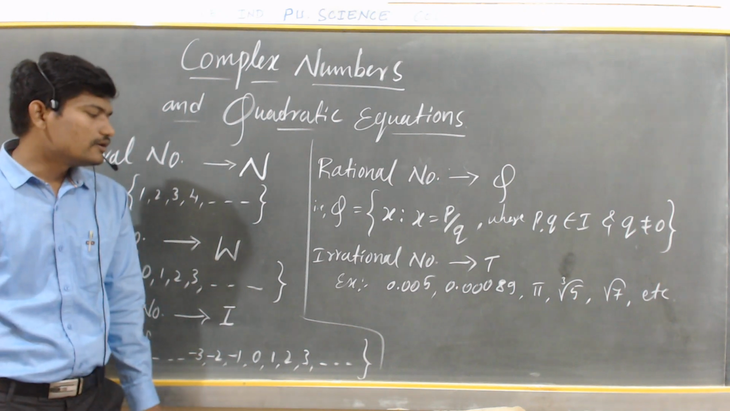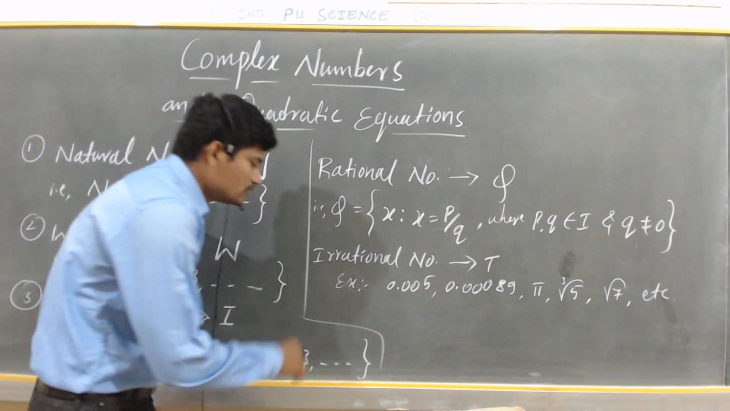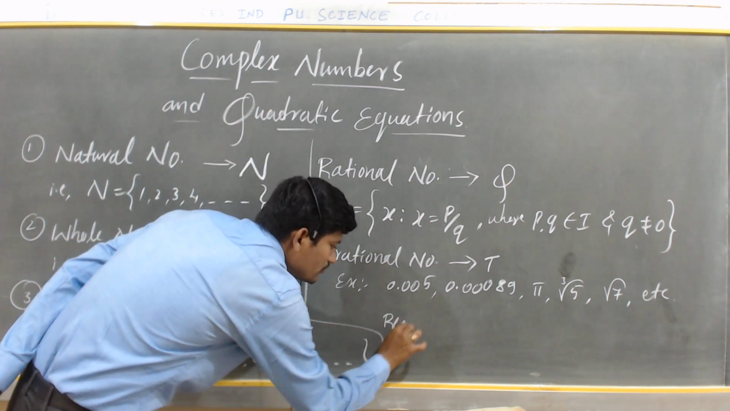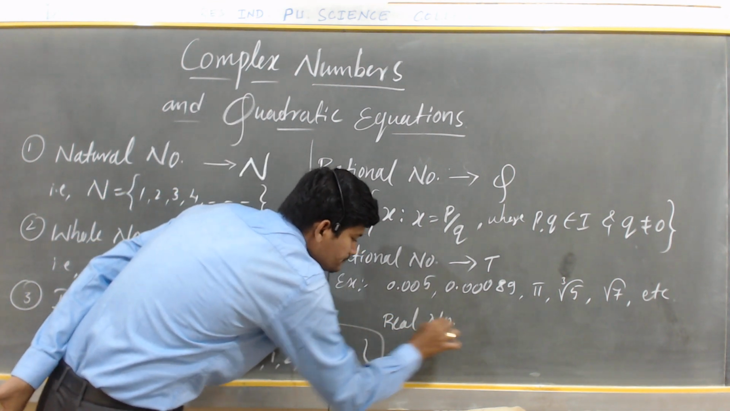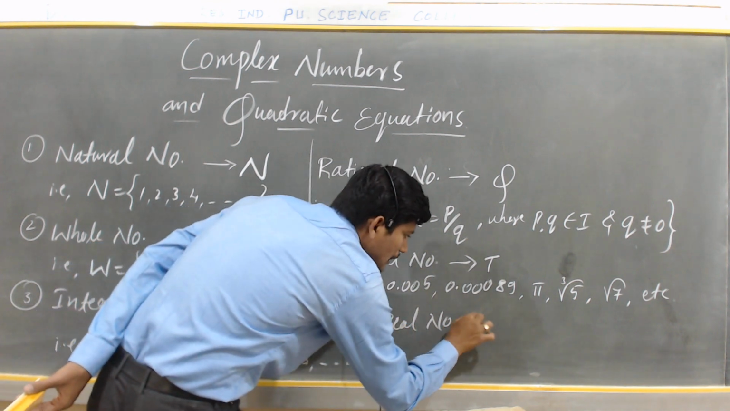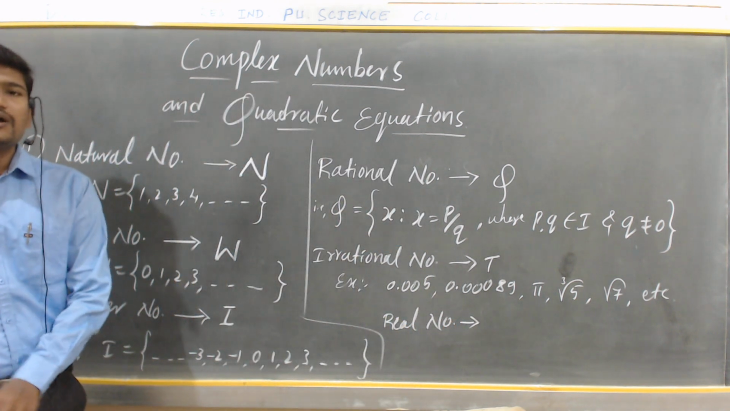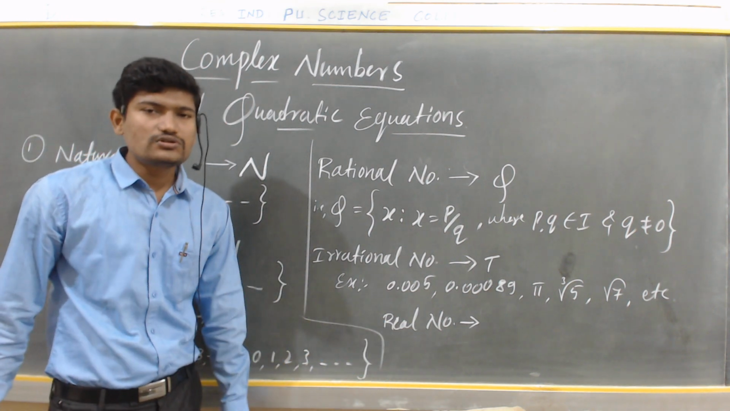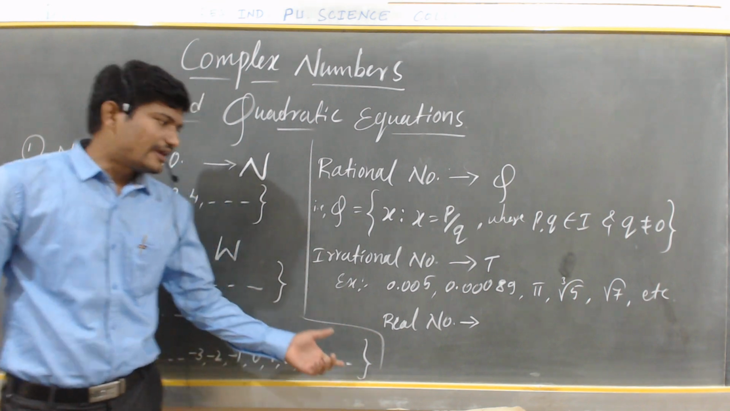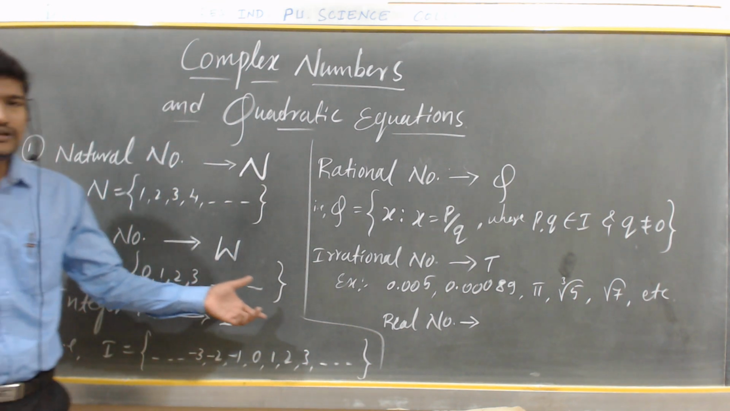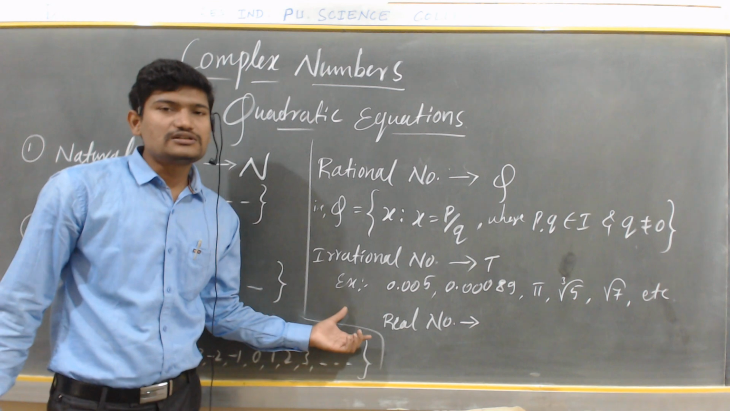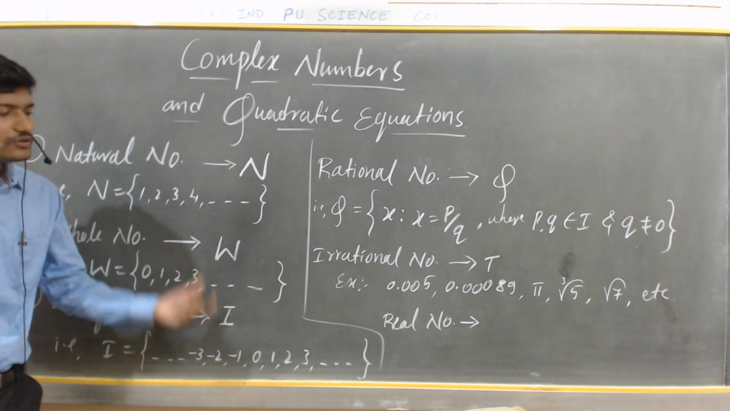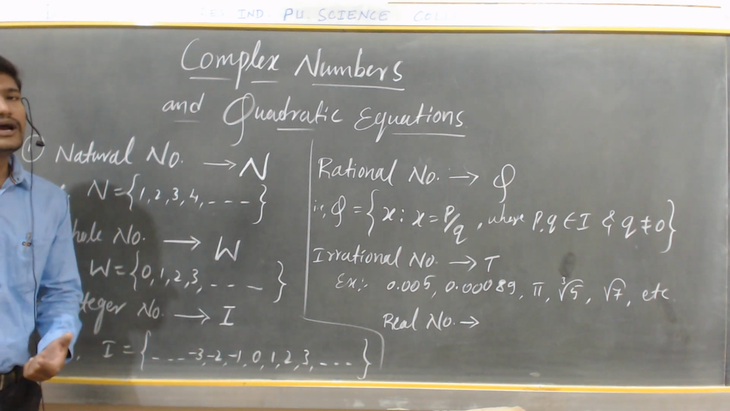Next, real numbers. Dear students, I think you have studied the real numbers chapter in your 10th. So what is a real number? Yes, exactly correct. It is a combination of rational and irrational numbers. That type of number we call a real number.